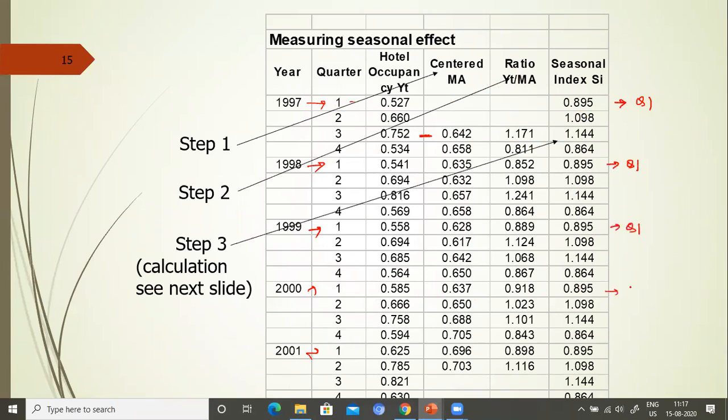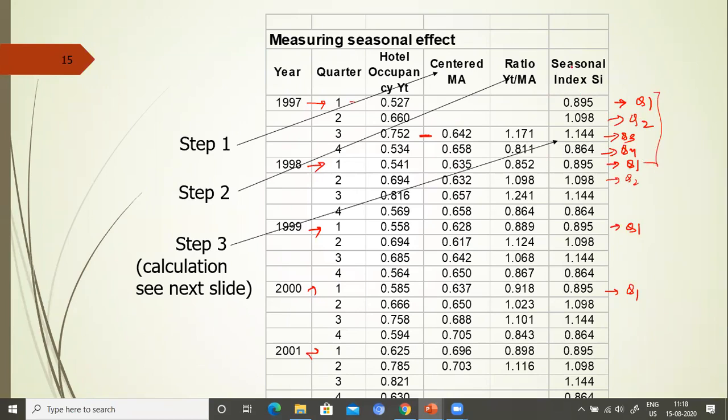Every quarter will have it. Similarly, this is quarter 2. If you come to quarter 2 this year, 1998, again you find this same thing. Can you see? These are the indices. This is my quarter 3 index, and this is my quarter 4 index. Can all of you see that?